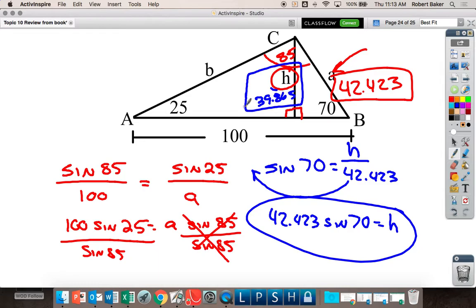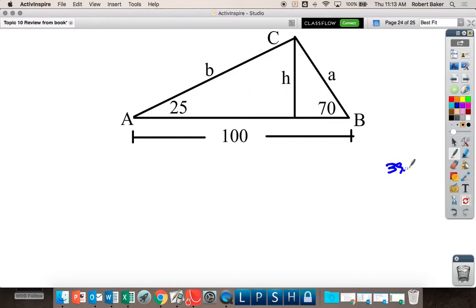Yes, 39.865. Now, I'm going to show you this one more time, but I'm going to go the other way just to prove that it works. So you don't have to watch this, you don't have to write this. You have to watch it, but you don't have to write it. So watch the process. 39.865. Theoretically, that's the answer.